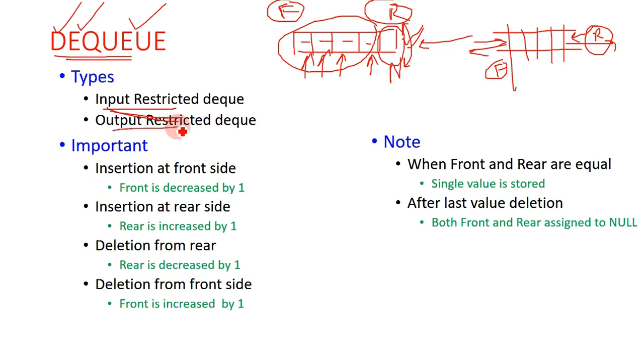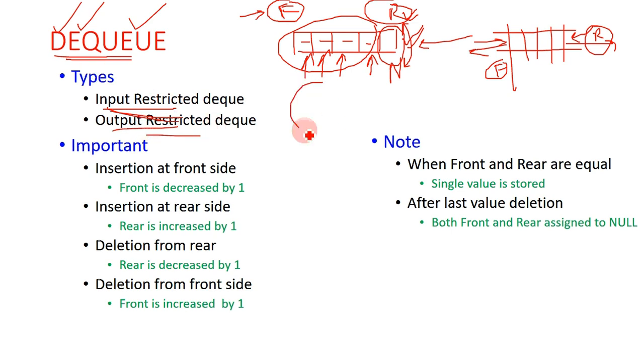In output restricted DQ, you can delete elements only from the front side. You cannot delete an element from the rear side of the DQ, but you can do insertion from both sides. So this is called the output restricted DQ, which means you restrict the output: deletion is only possible from the front end, not from the rear end.